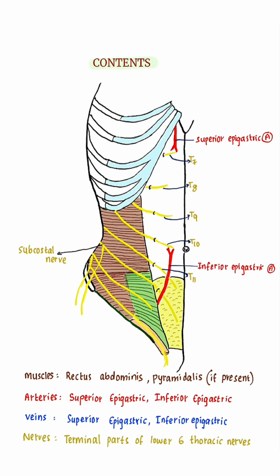Contents: muscles, arteries, veins, nerves. Two muscles, two arteries, two veins. Muscles: rectus abdominis, pyramidalis if present. Arteries: superior epigastric artery and inferior epigastric artery.